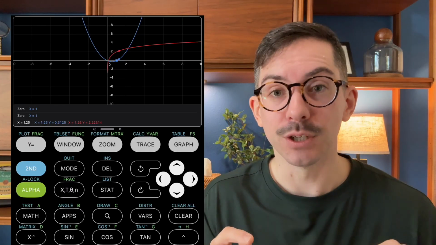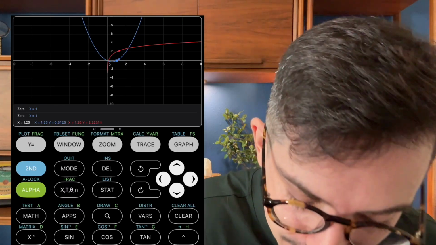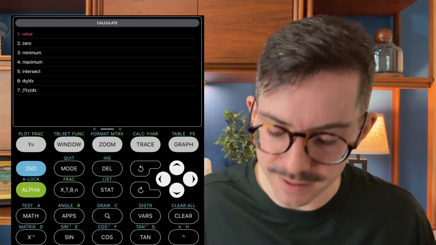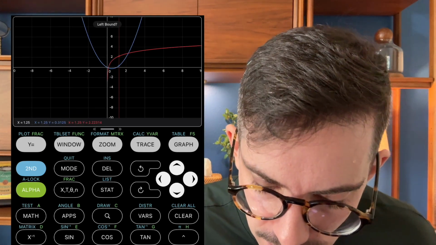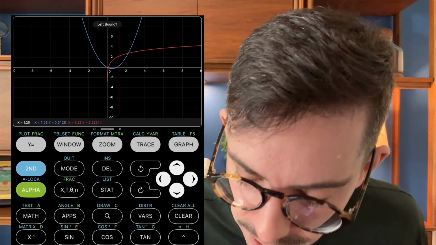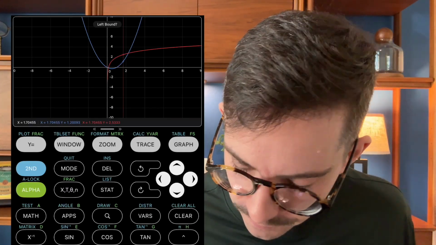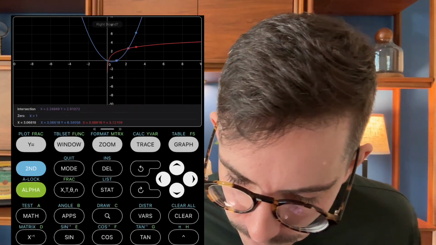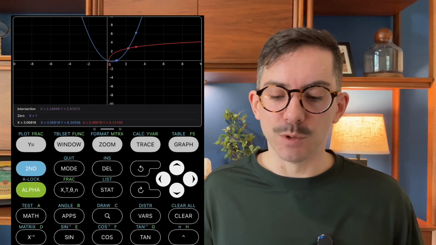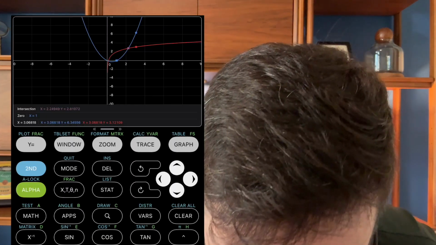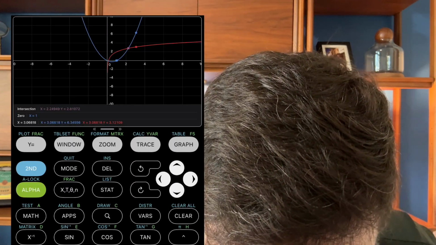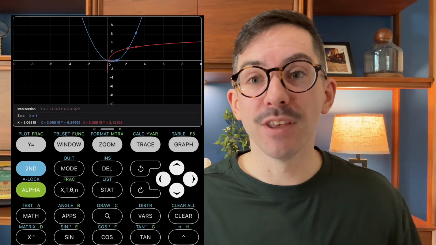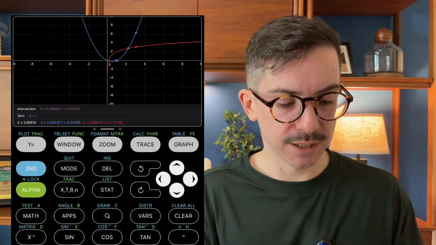So to find an intersection point of two graphs, I need to hit second trace, get back to my calculation menu, and then hit 5 for intersect. Now again, we're looking for a left bound. We're looking to sandwich between. I've sandwiched between and it's found that intersection at x equals 2.24949 and so on.